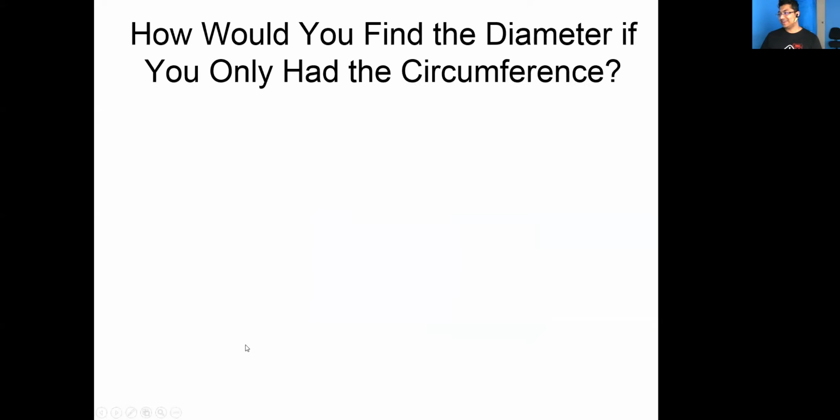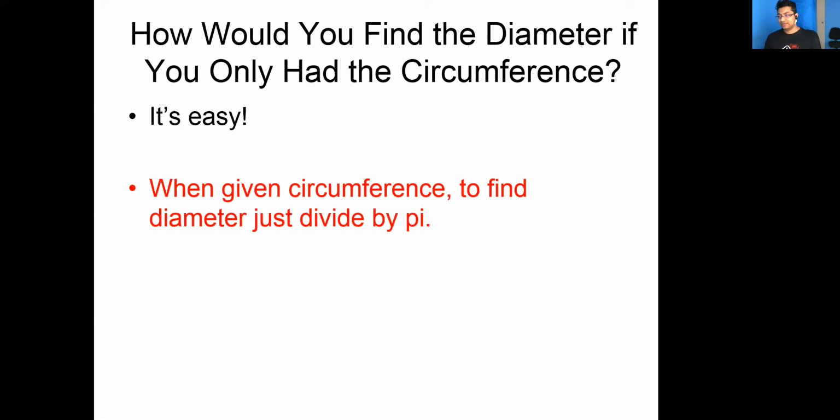Great. Okay. So how would you find the diameter if you only had the circumference? It's a bit of a challenge for you, and it will be interesting. It's quite easy. When given a circumference, to find the diameter, just divide by pi, because we know C equals pi d. So diameter will be C divided by pi.